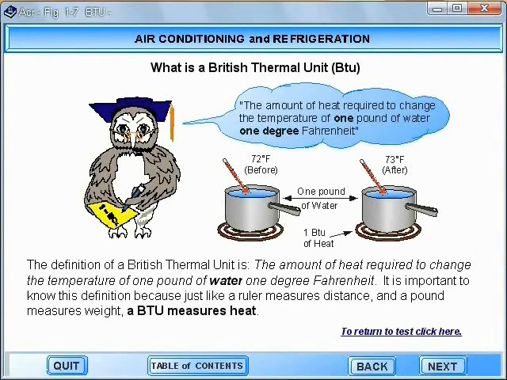The definition of a British thermal unit is the amount of heat required to change the temperature of 1 pound of water 1 degree Fahrenheit. It is important to know this definition because just like a ruler measures distance and a pound measures weight, a BTU measures heat.